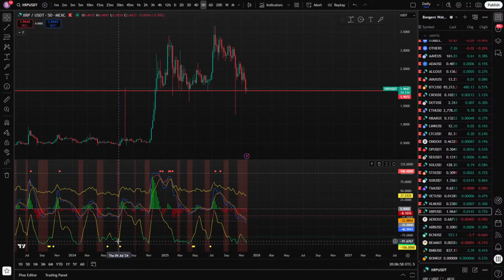So green dots, momentum is increasing. Red dots, momentum is decreasing.